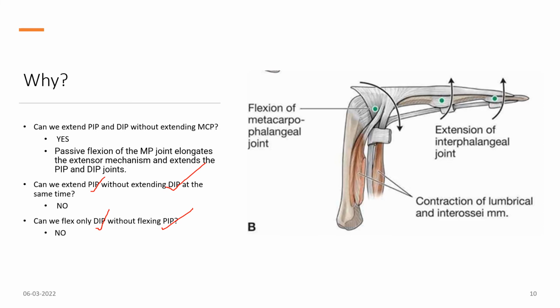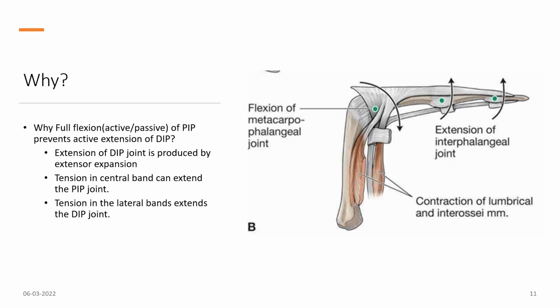Let us get the explanation for these two questions. Then see another question. Why does full flexion of the proximal interphalangeal joint prevent active extension of the distal interphalangeal joint? Why?